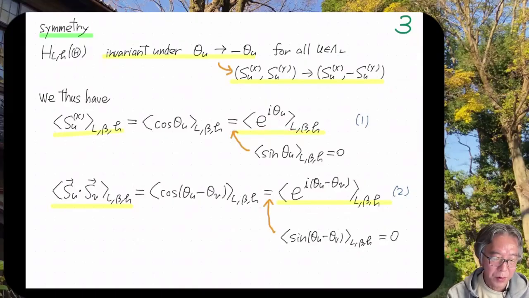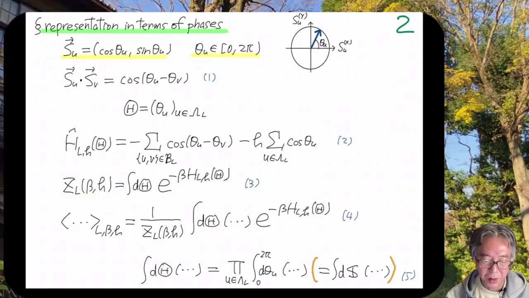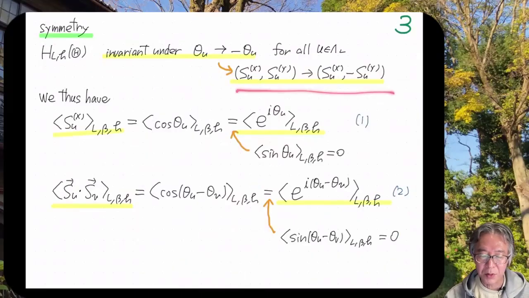So what is this? First of all, I note that this Hamiltonian is invariant if you switch the sign of all theta. Well, it's just clear if you put minus here, since cosine is an even function, nothing changes. In the original spin language, this is a symmetry with respect to this change. So you change the sign of sy, the y component. Okay, anyway, we have this symmetry.